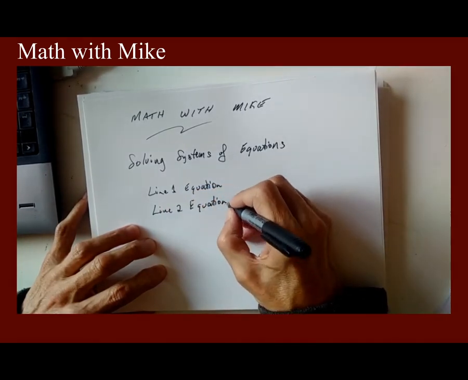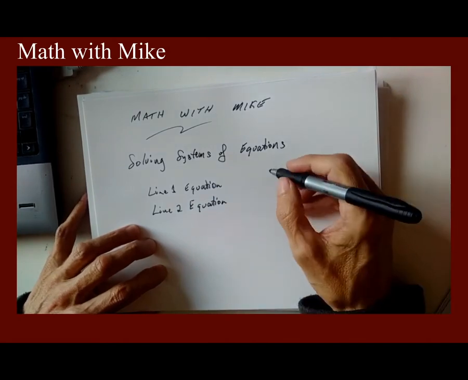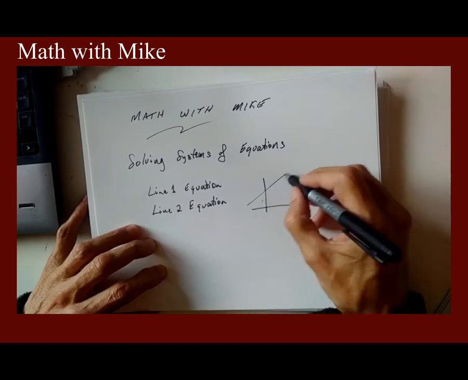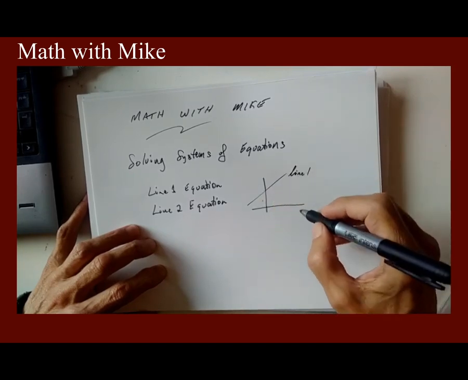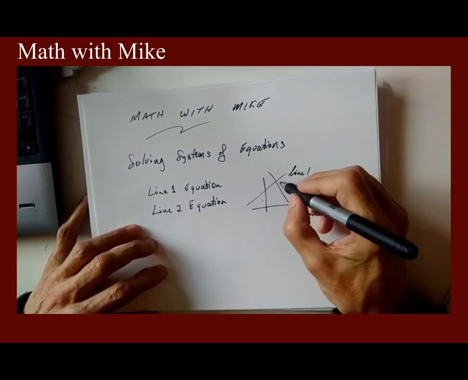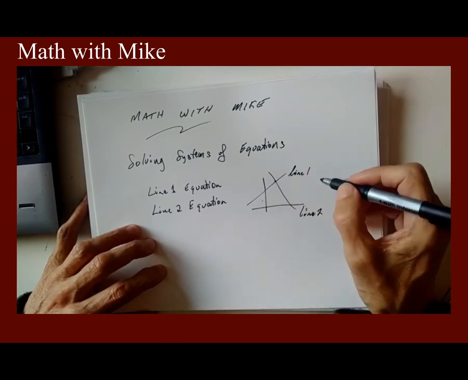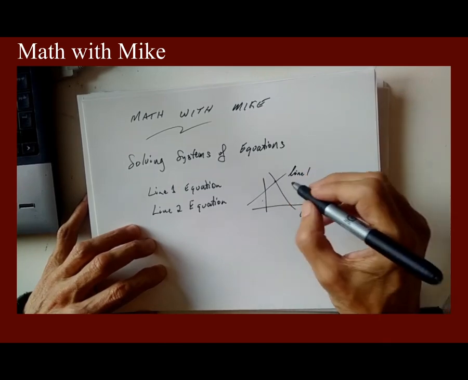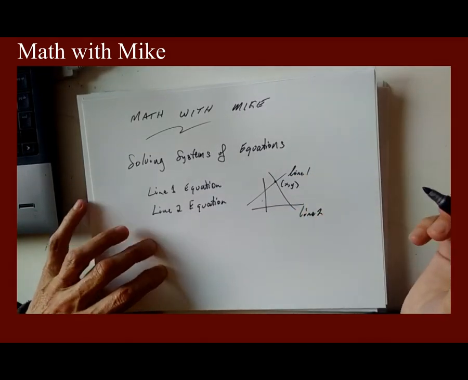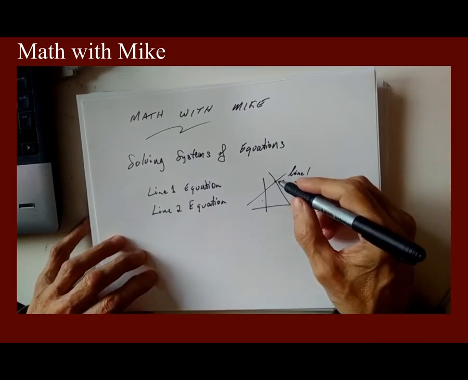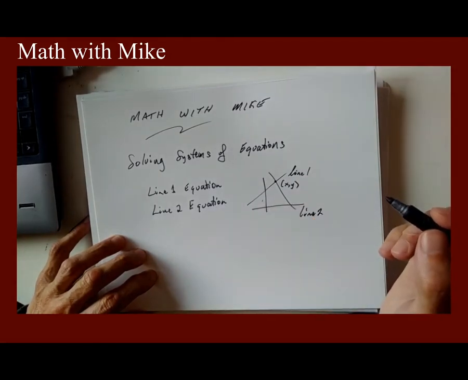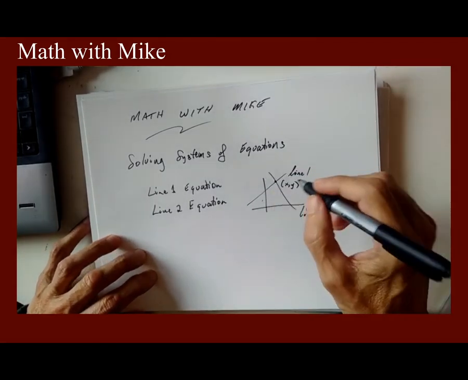Now, because they're lines, if we were to put these lines on a graph, line 1 might look like this, line 2 might look like that, and then we can find the location where those two lines cross. That is the coordinates of that spot, whatever x that is, whatever y that is. This will be the solution to the system of linear equations. Sounds pretty fancy, eh? That's how it is though.